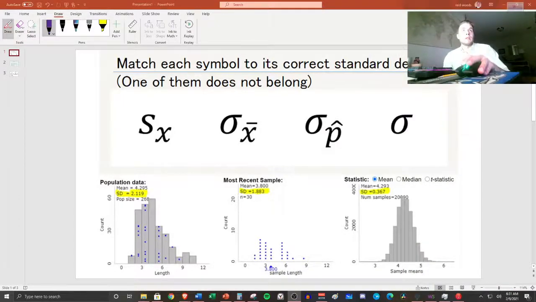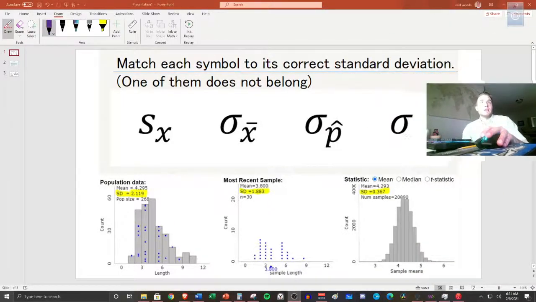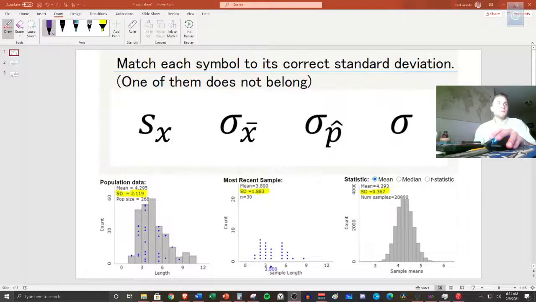All right, so you are going to match each symbol that you see here. So we have s of x, sigma of x bar, sigma of p hat, and sigma just by itself. So we have all four of these, and all but one of these is going to match to one of these standard deviations. So right now, this is what can be so confusing about this class, is that we have four symbols that represent standard deviation, okay? So right now we want to sort these out.